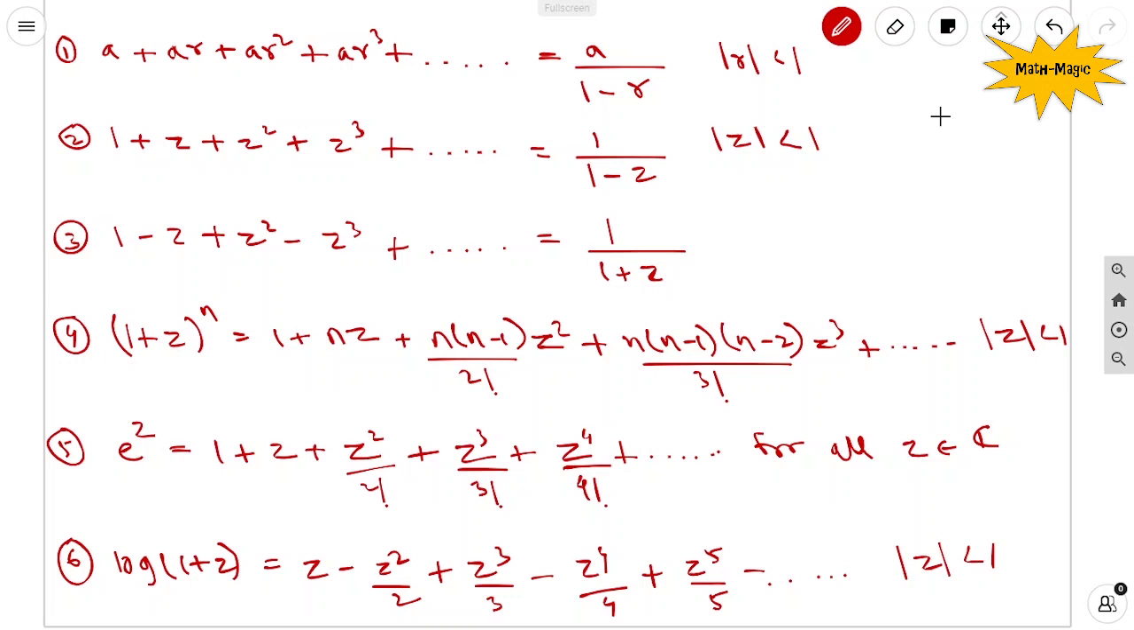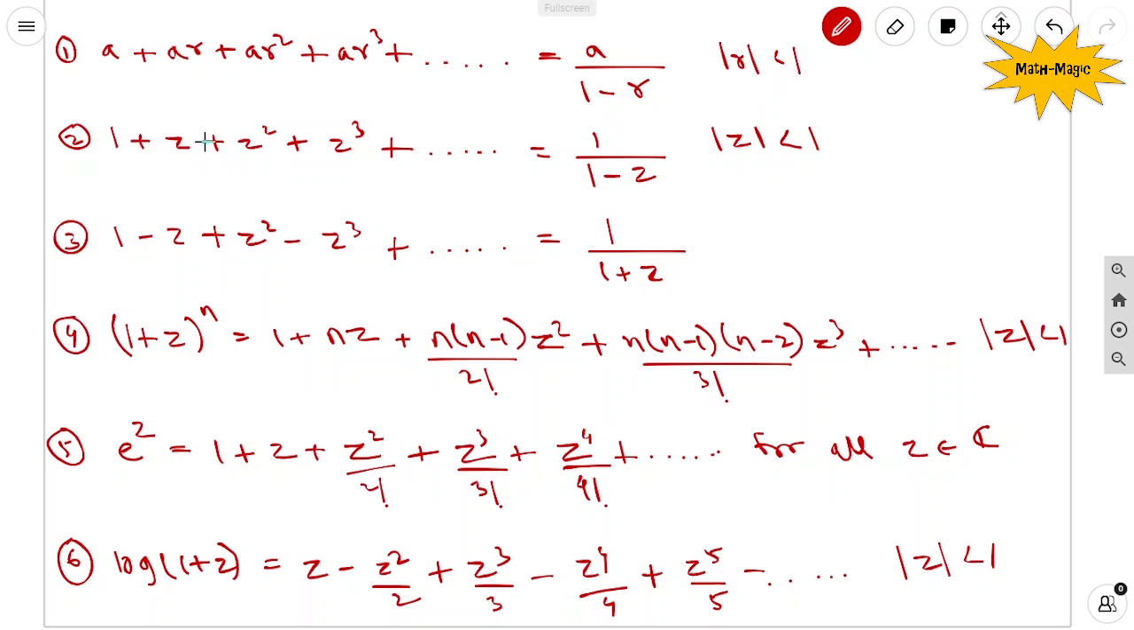Okay, so now let's recall some of the standard series expansions. The first one is a plus ar plus ar square plus ar cube and so on, which is the sum of a geometric progression. This infinite sum is finite if mod r is less than 1, and that finite value is a upon 1 minus r. So the value of a plus ar plus ar square and so on is a upon 1 minus r if mod of r is less than 1.